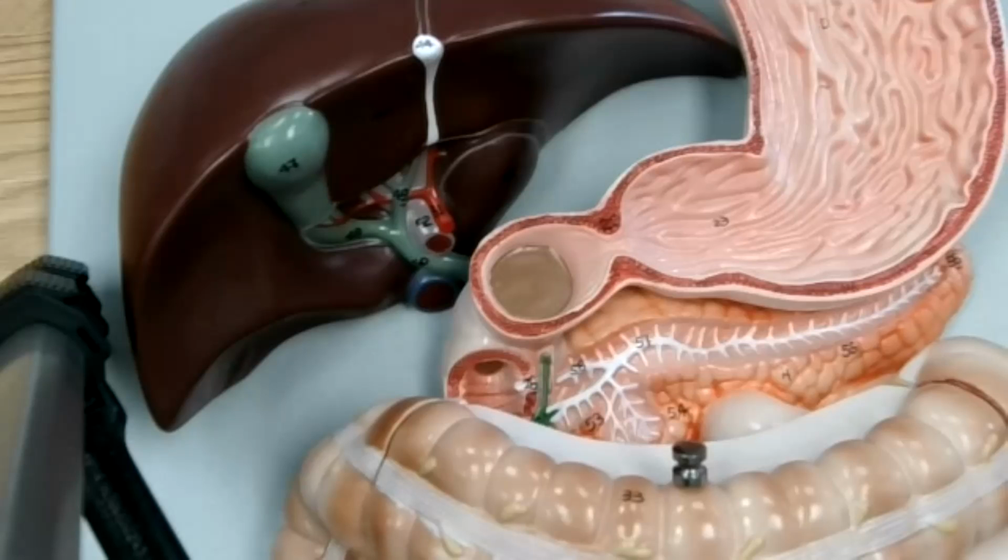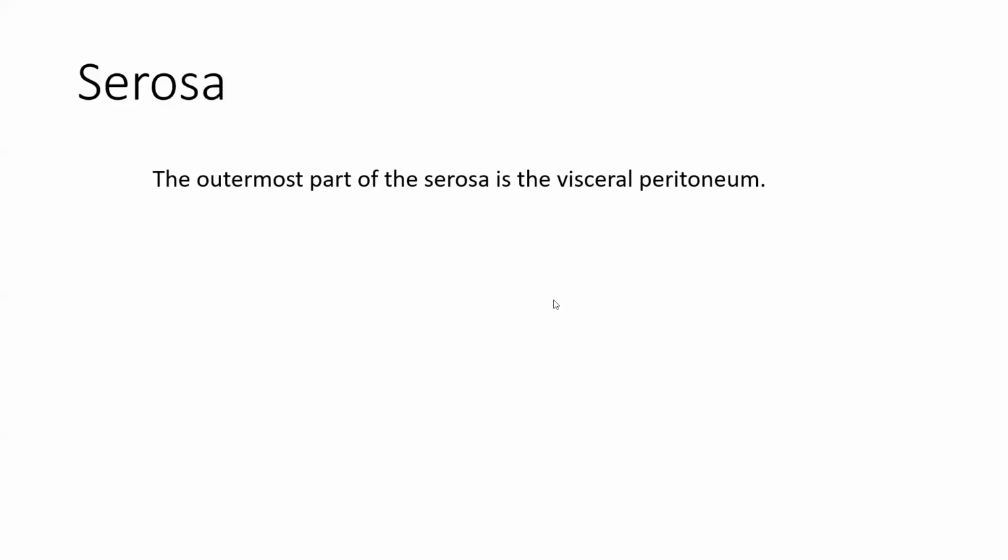Okay, now let's get back to where I was. So serous membrane, the outer portion of the serous membrane is the visceral peritoneum. The lining of the abdominal cavity is called the peritoneum. All the organs share the peritoneum. The visceral peritoneum is stuck to all the organs of the abdominal cavity. The parietal peritoneum is the inside lining of the abdominal cavity, with a serous layer in between.